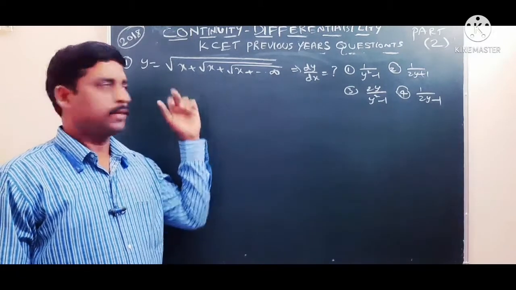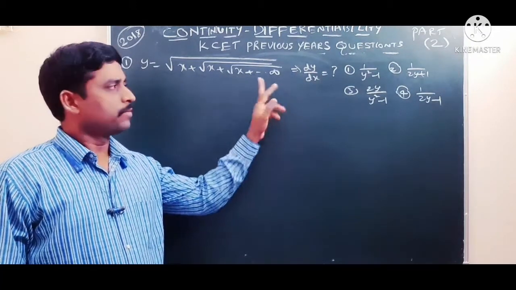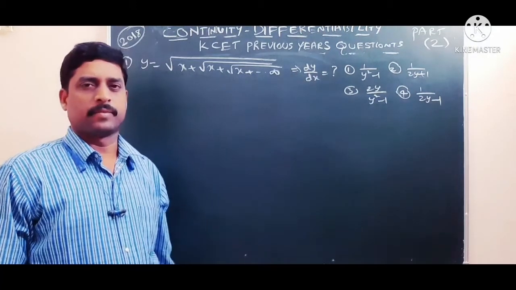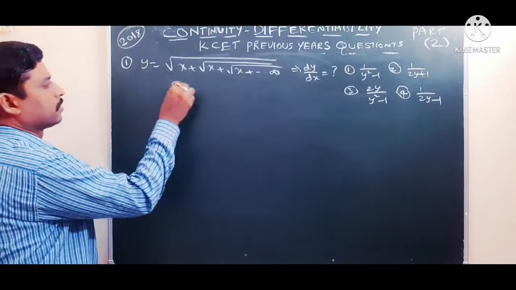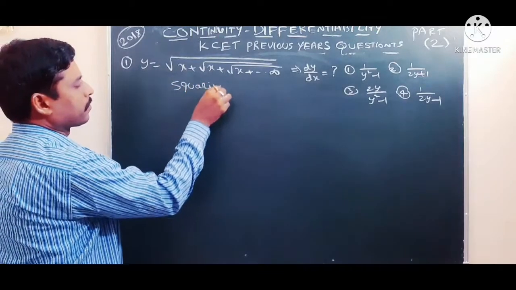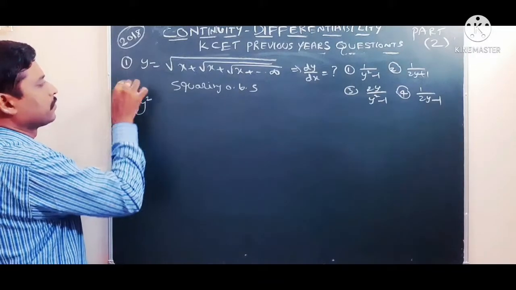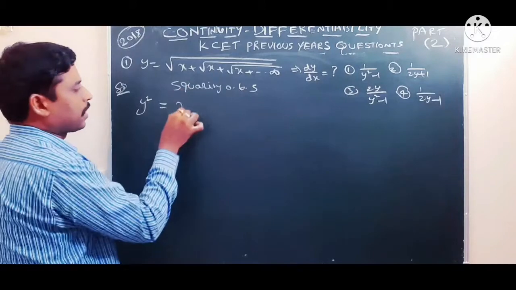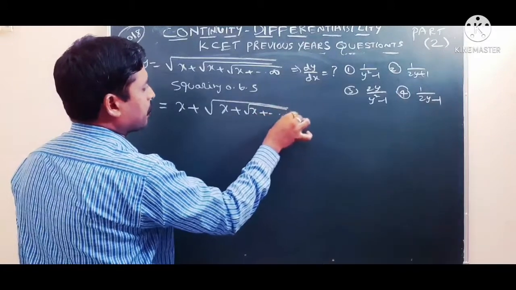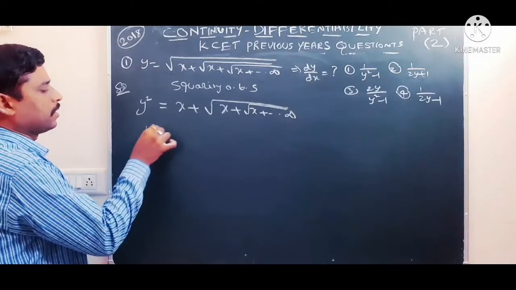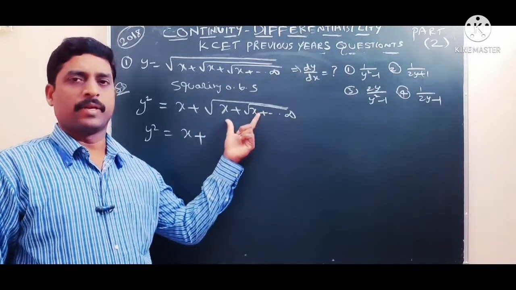This is from 2018. y is equal to under root x plus root x up to infinity. Then find out dy by dx. So this type of problems, taking square on both sides. So squaring on both sides. Therefore y square is equal to x plus root x plus up to infinity. This can be written as y.